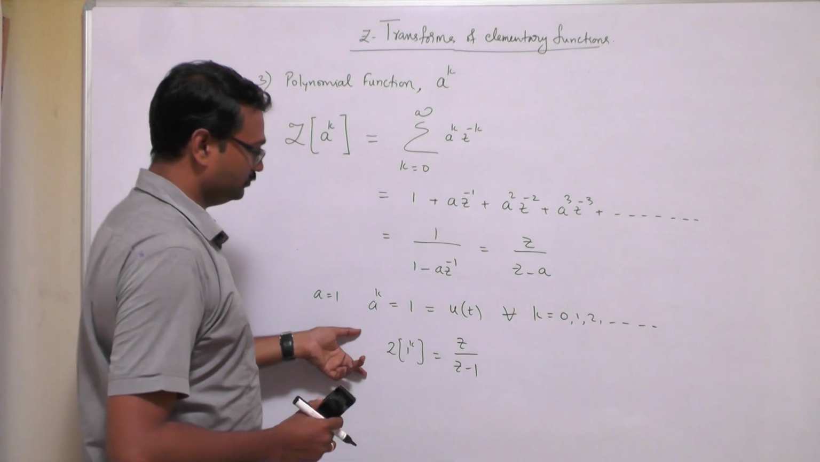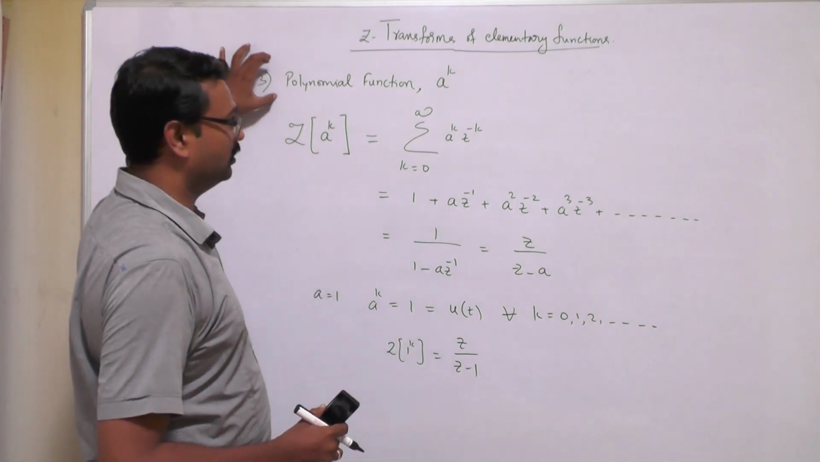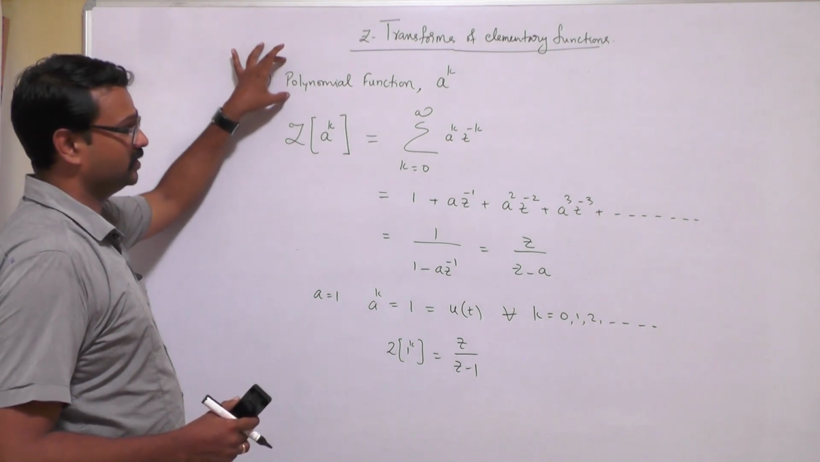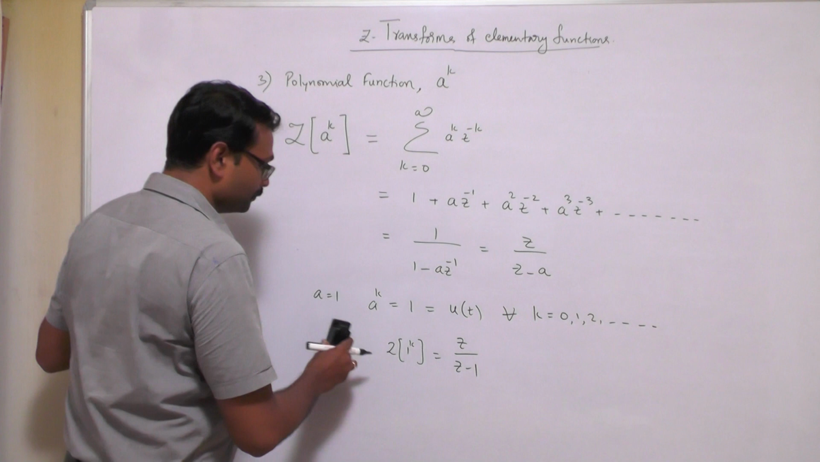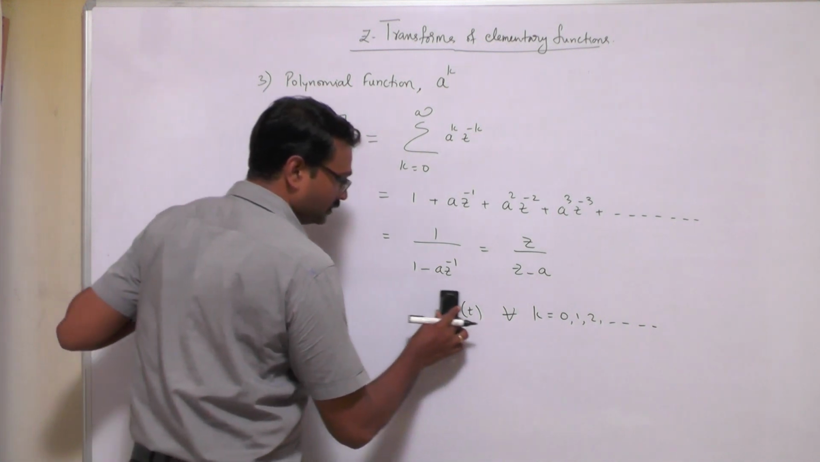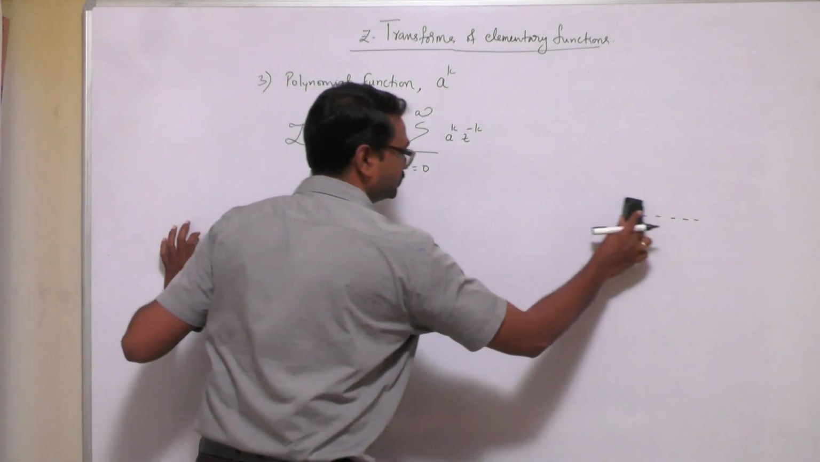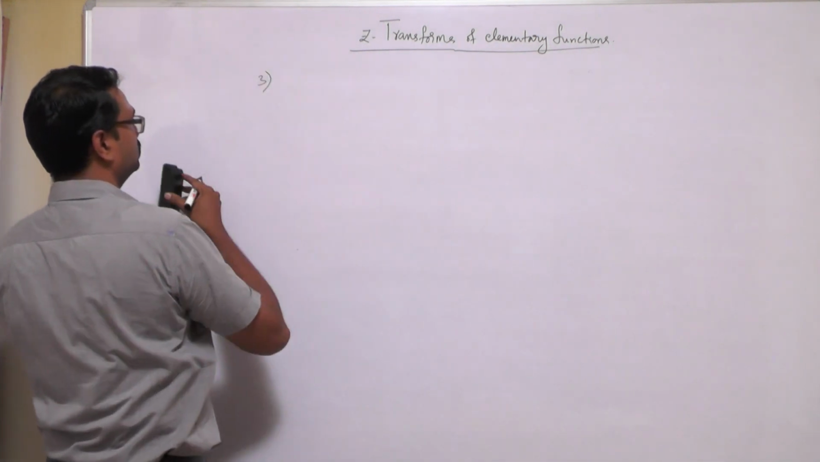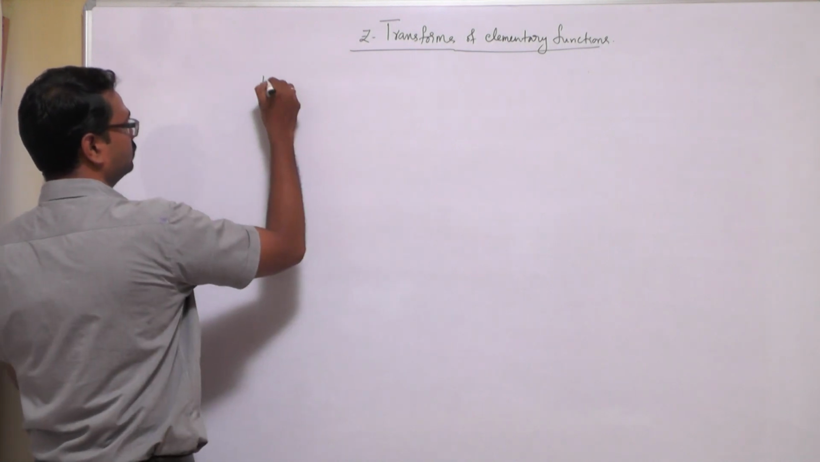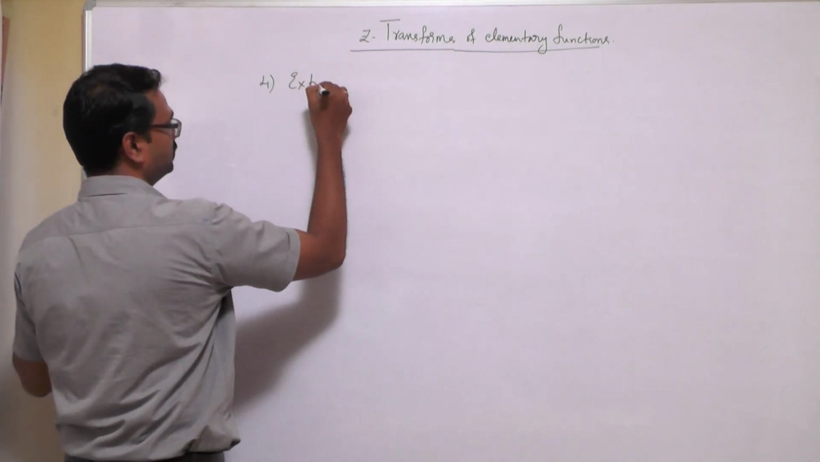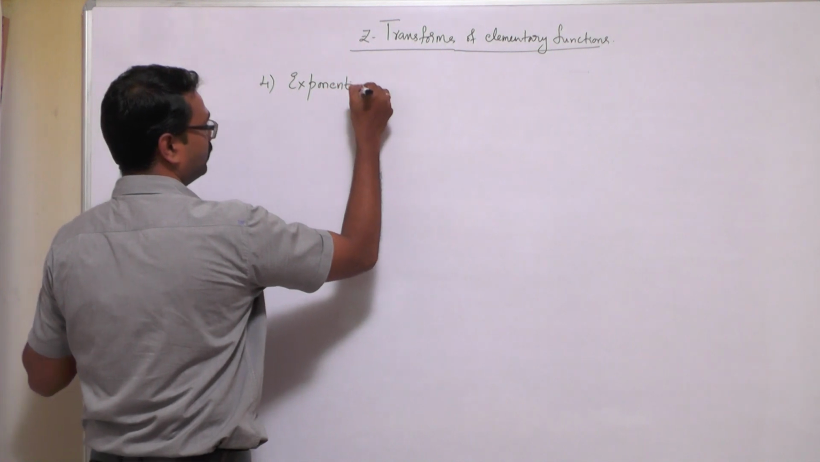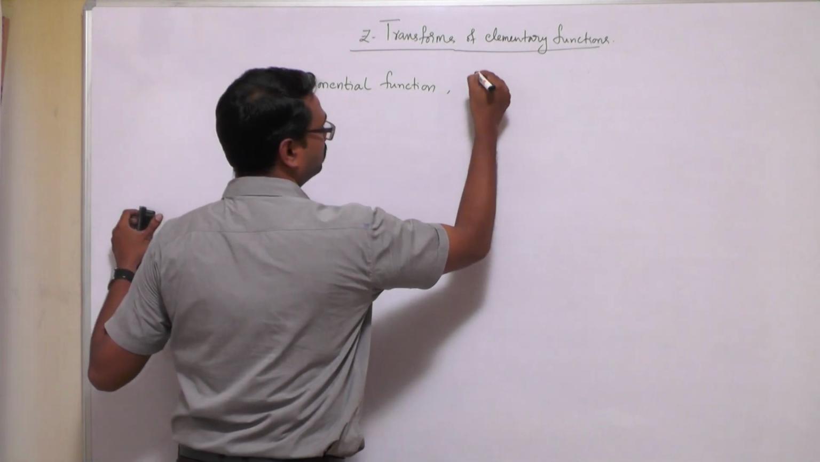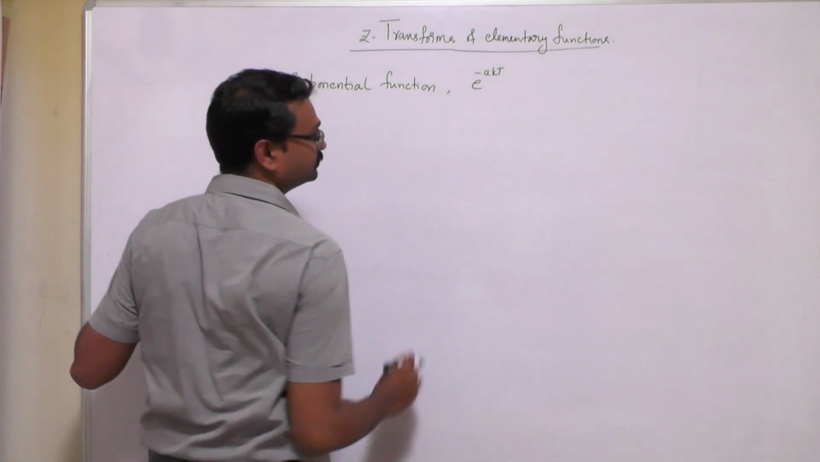Therefore, a power k, or the unit step function, is a special case of the polynomial function a power k. And similarly, we can go for an exponential function, e power minus a kt.